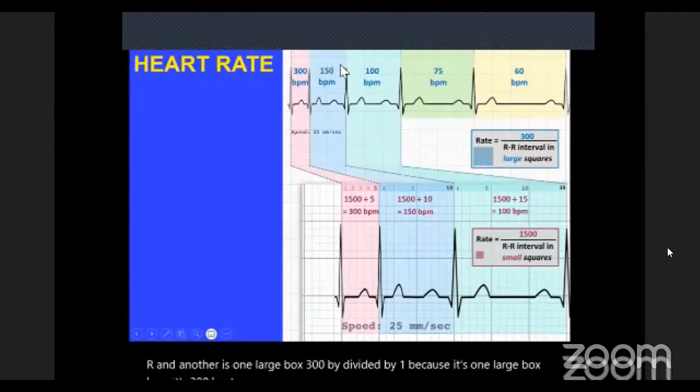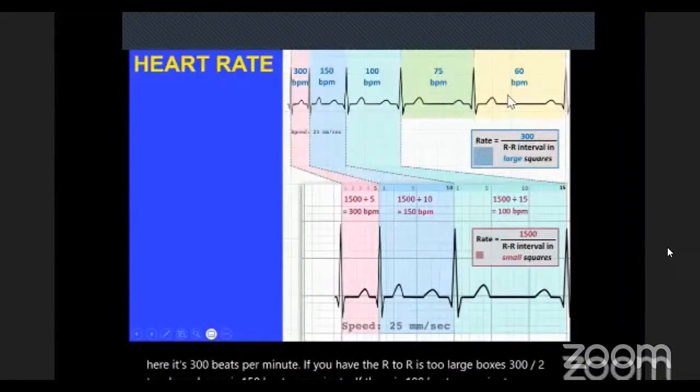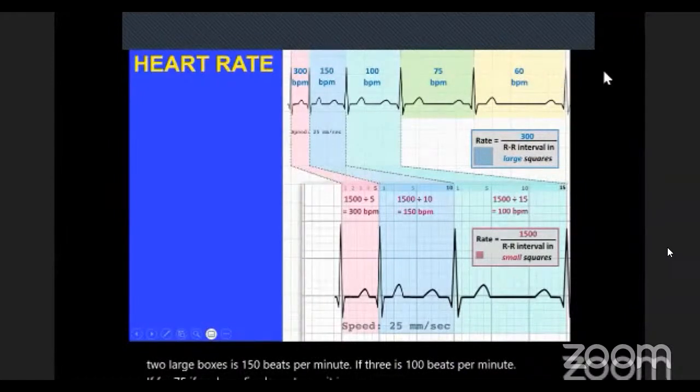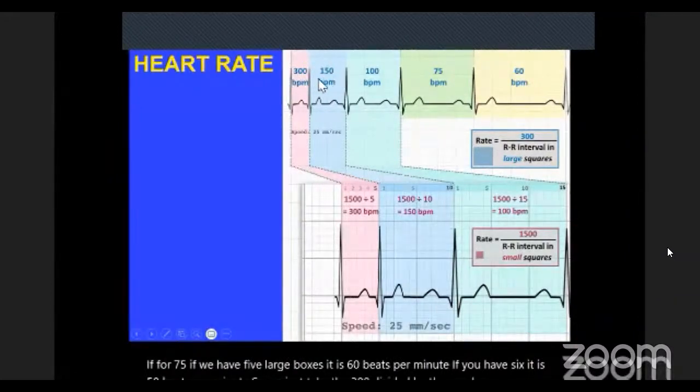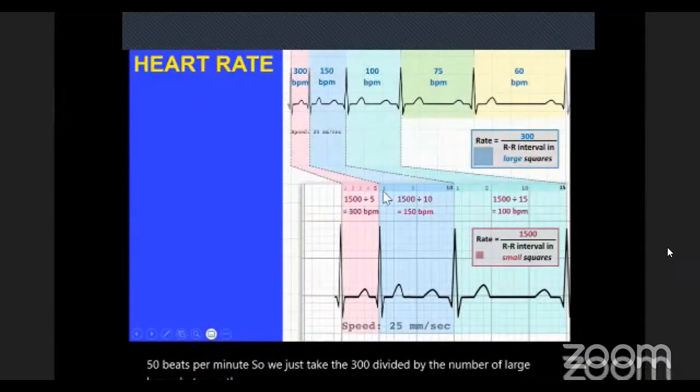If you have the R to R is 2 large boxes, 300 divided by 2 is 150 beats per minute. If 3, it's 100 beats per minute. If 4, 75. If we have 5 large boxes, it is 60 beats per minute. If you have 6, it is 50 beats per minute. So we just take the 300 divided by the number of large boxes between the R to R, and it gives you the heart rate. If you want it to be more accurate, you can use 1,500 and divide by the distance between the 2 in small boxes.